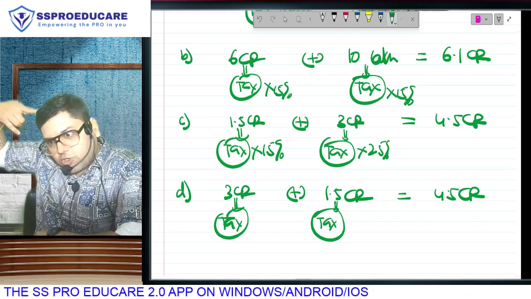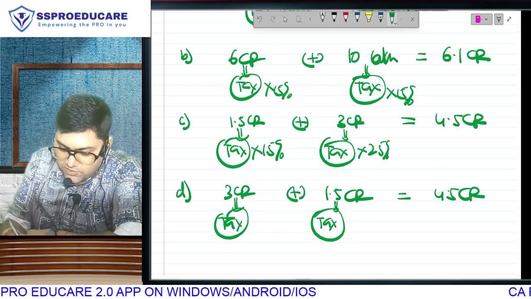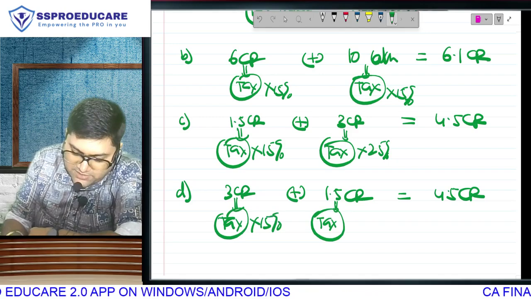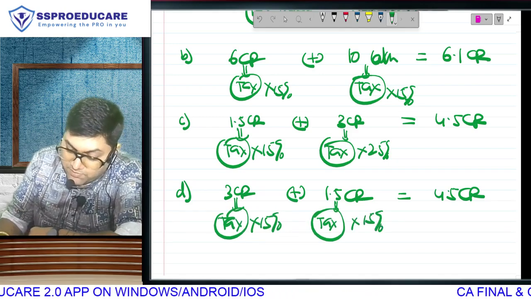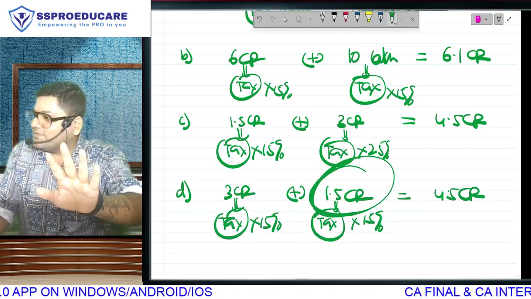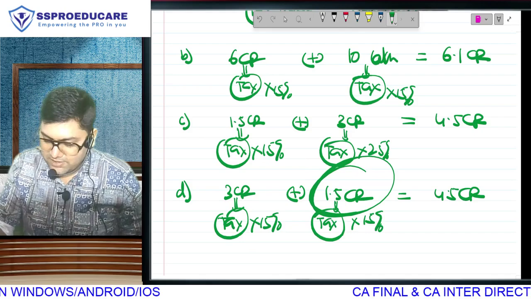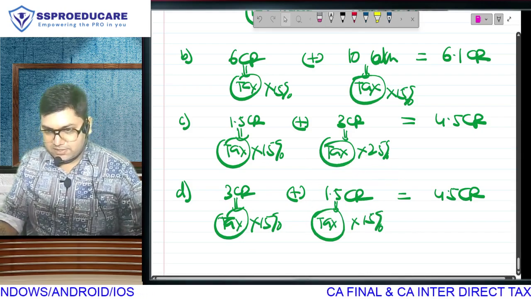Whatever analysis you want to do, you do. Give me the final answer, sir. 15 on both. Sir, why? Because this is less than 2 crore, no? So 25 cannot come. And that means 15 will come on everything. Is it clear? Absolutely clear?